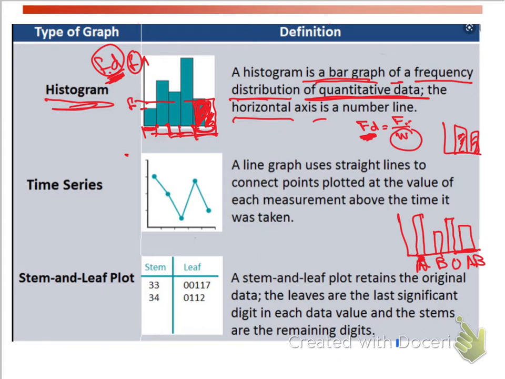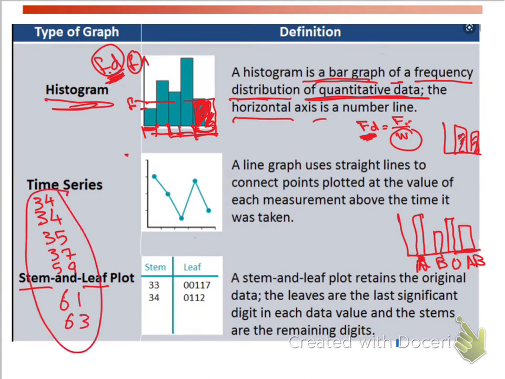We have another way of representing this quantitative data, which is called the stem and leaf plot. Stem and leaf plot, just to make it simple. For example, I have 34, 35, 37, 34 again, 59, 50 or 61, 63. So I want to represent them in a way that will be easy for me to recognize them.